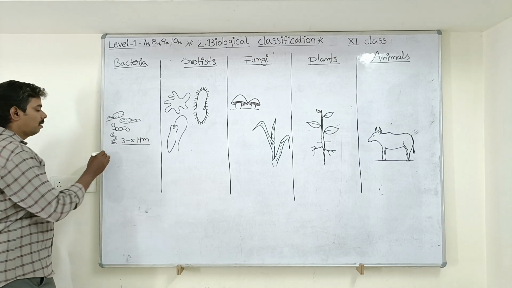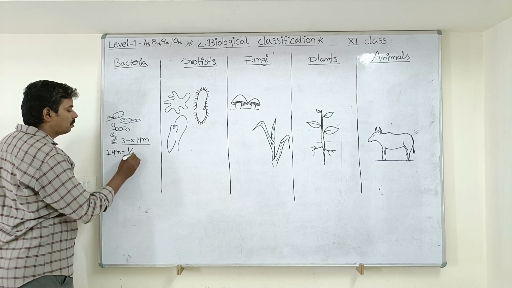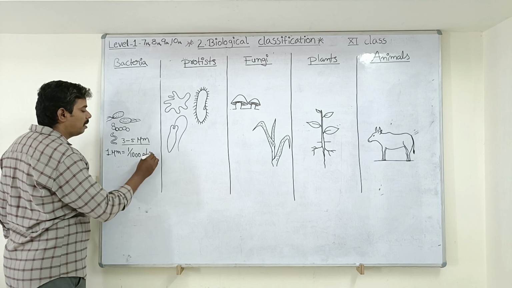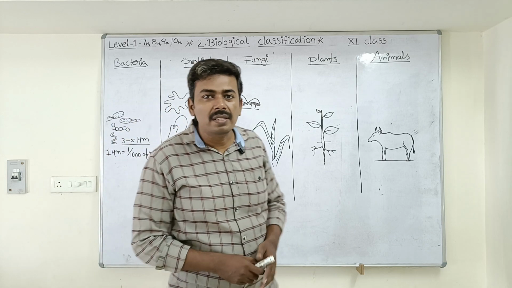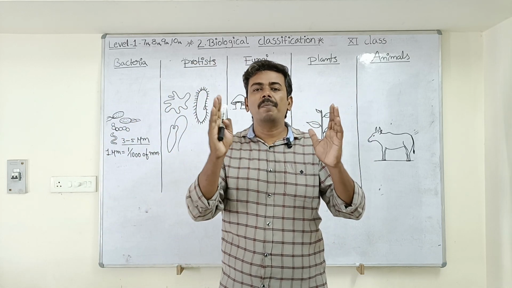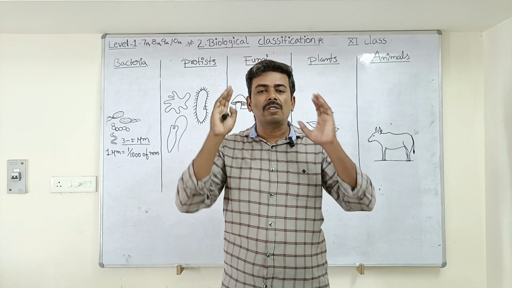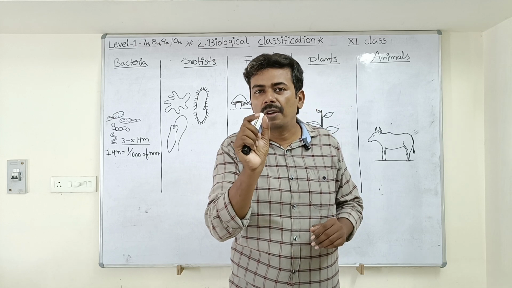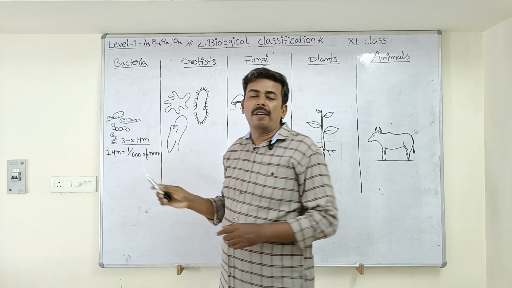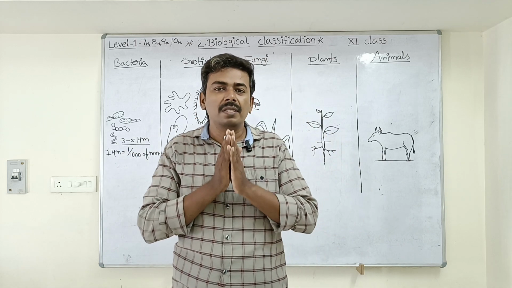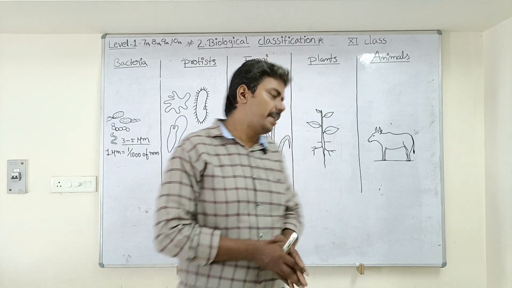So what is a micrometer? 1 micrometer is equal to 1 by 1000 of a millimeter. You know 1 centimeter? If you divide that 1 centimeter into 10 parts, each part is called 1 millimeter. And each millimeter, if you further divide into 1000 parts, each single part is going to be 1 micrometer. So the size of the bacteria will be 3 to 5 micrometers. That much small living organisms they are, correct? And obviously they are the smallest living organisms in the world, right?